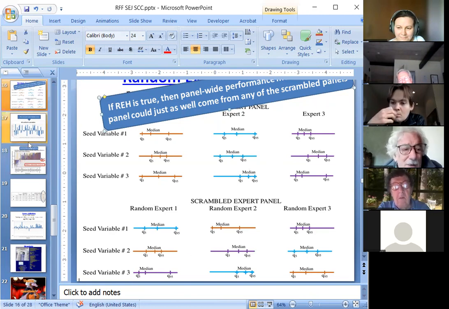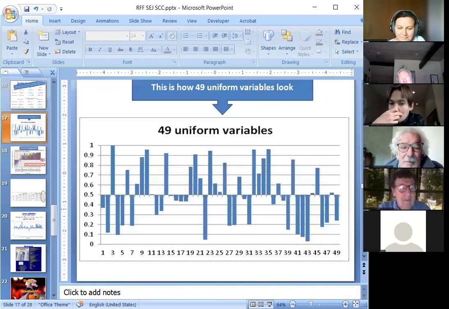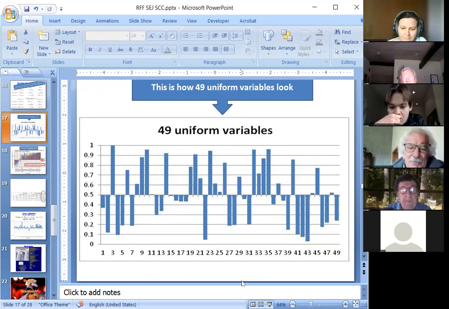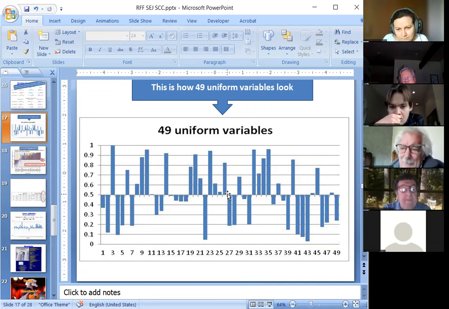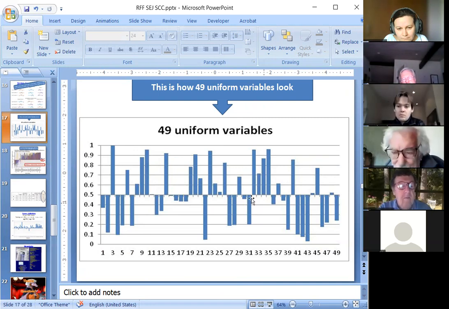So if we look here, this is what, 49, so we have 49 studies. If I take 49 uniform variables and just plot them around the value 0.5, this is what you're going to see. You're going to see about as much color above this line as below this line, statistically, right? That's what it would look like if the random expert hypothesis were true.